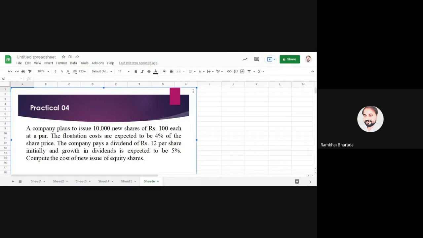The company pays a dividend of rupees 12. Already I mentioned it in the last slide, it may be in terms of percentage or it may be in terms of rupees, 12 rupees per share. And growth in the dividend is expected to be 5%. It is expected by the equity shareholders that every year the company will increase the dividend by 5%. If the company pays a dividend of 100 rupees this year, next year it will be 105, again next year 110, then 115, and in the fourth year 120.